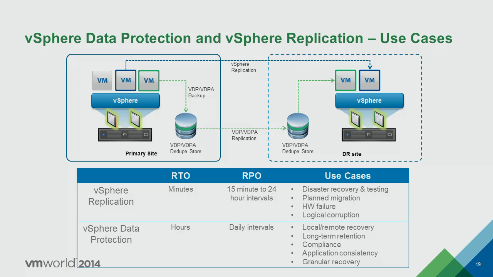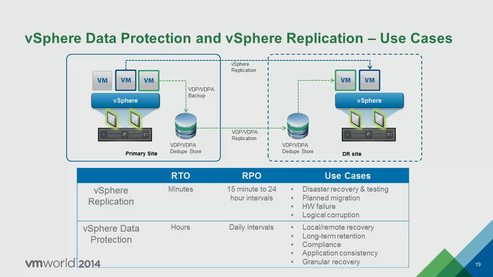So VR, if you have RTOs in the range of minutes, you just need to get your data up and running. You can't afford any downtime. Use that, especially with its integration with SRM. If you need to bring up an entire site, VDP doesn't really have that. No backup product actually has that SRM integration. RPO, again, 15 minutes to 24-hour intervals. Use cases there: DR, testing DR, planned migration is another key use case our customers use with vSphere Replication, hardware failure, logical corruption. VDP, we're talking about RTO on the order of probably hours.